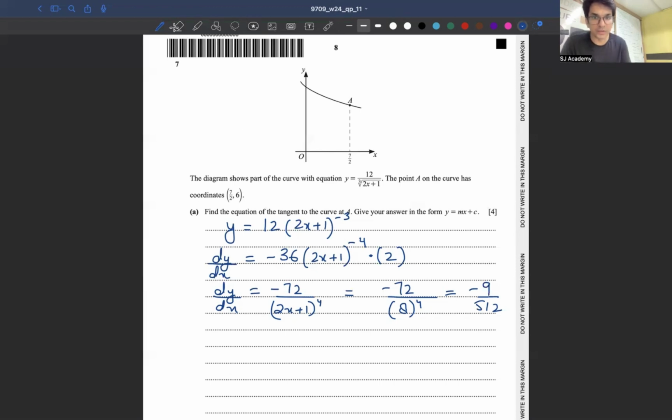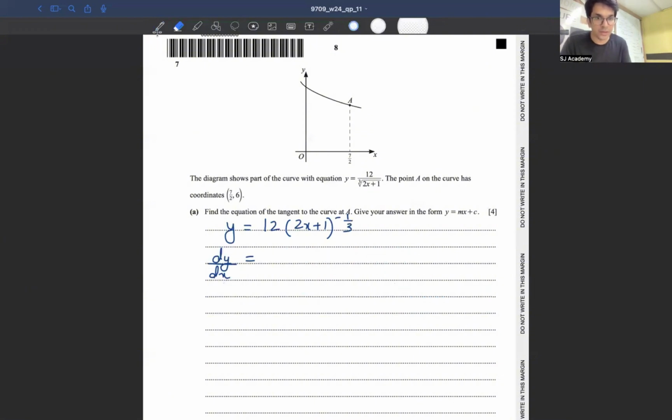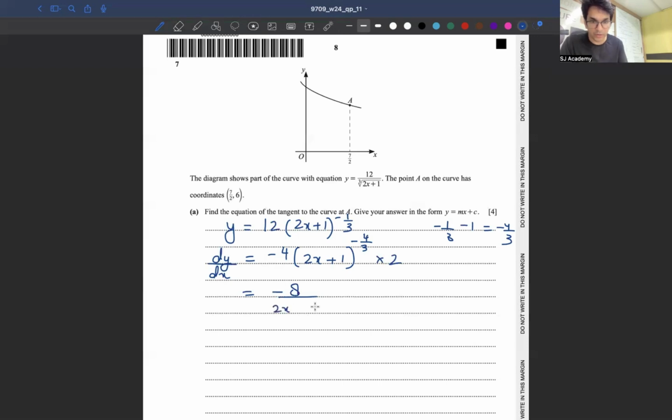Okay, so for the cube root, there is a small mistake. The power is not minus 3. It should have been minus 1 upon 3. So with a slight change, we'll get minus 1 by 3 into 12, that's minus 4 into 2x plus 1 to the power of minus 1 upon 3 minus 1. So that will become minus 4 by 3. So this will become minus 4 by 3 and then multiplied by 2. So now we get minus 8 upon 2x plus 1 to the power of 4 by 3.